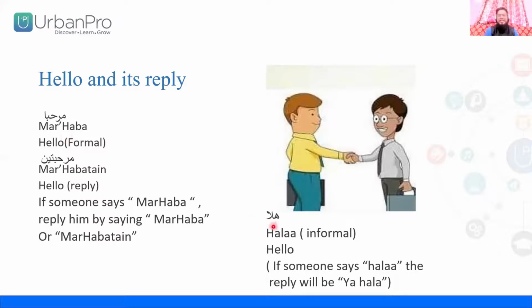Now down there you can see hala. If you are saying hello to your close friends, to your close relatives, that's the informal way of saying it. You can say hala. So hala is the informal way of saying hello. And in reply, if someone says hello to you, ya hala, in reply you can say ya hala. Tamam. Tamam means perfect. Is it clear?